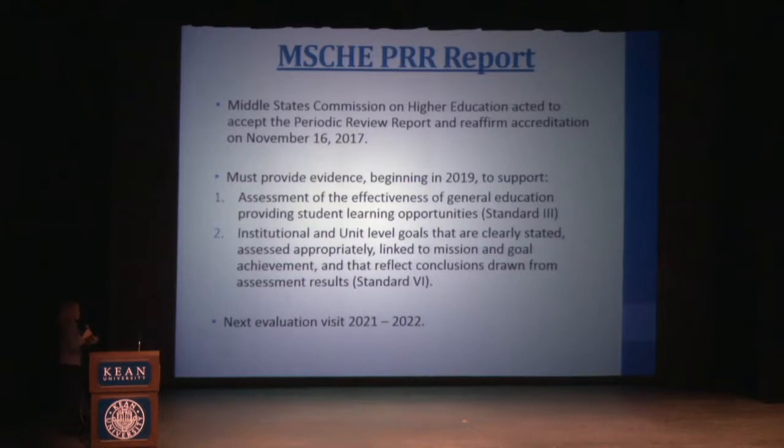And then number 2, which is why this presentation is occurring, is the institutional and unit level goals that are clearly stated, assessed appropriately, linked to mission and goal achievement, and that reflect conclusions drawn from assessment results. So what we are looking for is not just the story that you are doing the work that you are promising to do, but rather closing the loop: we have committed to X, Y, and Z, we have measured it in this fashion, and then these are the results that have now occurred as part of that self-reflection, and this is the fiscal impact, as well as the impact on the institution as a whole, perhaps on a reorganization, and I'm not saying that that's the case here, I'm simply drawing from past experience.